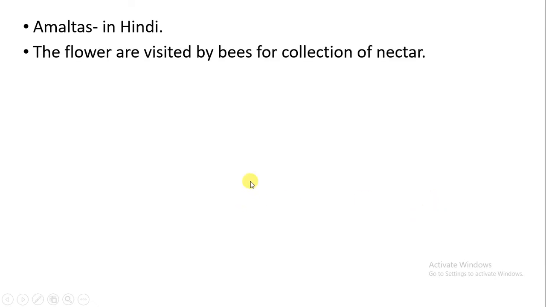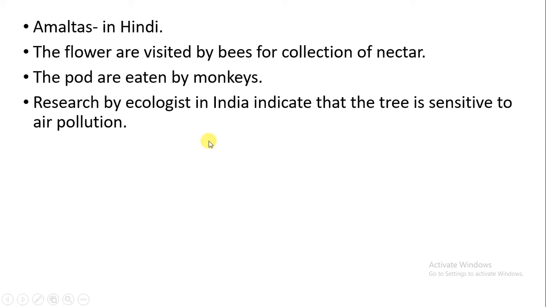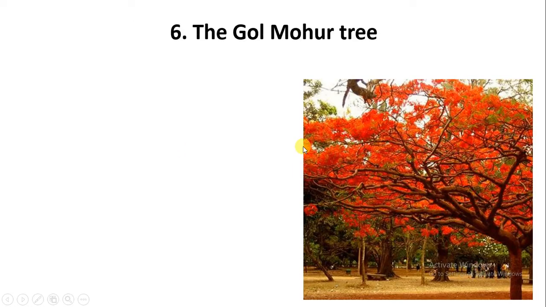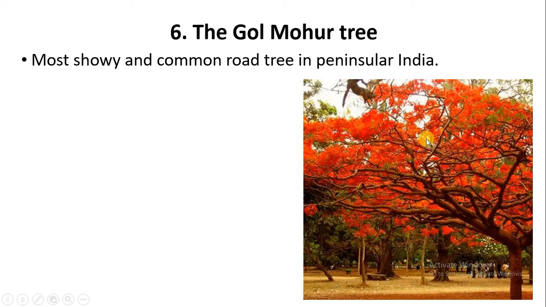The flowers are visited by bees for collection of nectar. The pods are eaten by monkeys. Research by ecologists in India indicates that the tree is sensitive to air pollution. The large leaves help in controlling air pollution on roadsides. The next plant is the gulmohar tree, the most showy and common roadside tree in peninsular India.